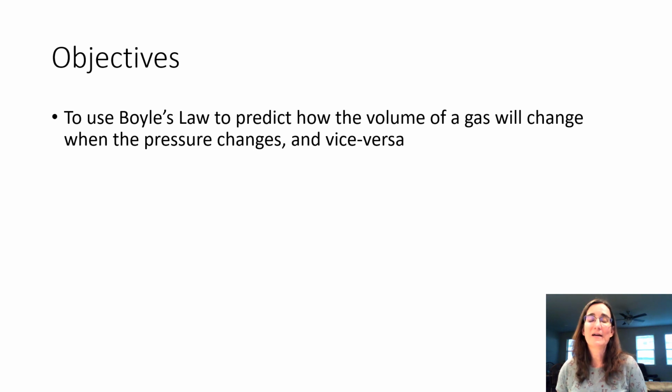To wrap up this video, we looked at how pressure and volume are related by Boyle's Law. They're inversely proportional, so if one increases by a factor of 5, the other one decreases by a factor of 5.